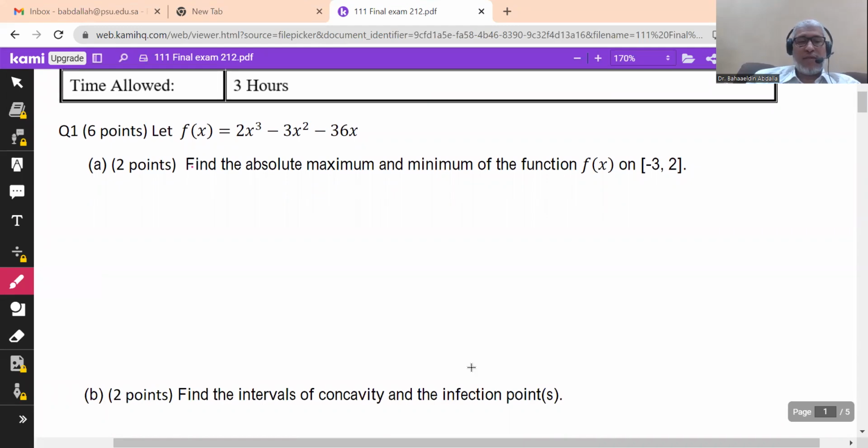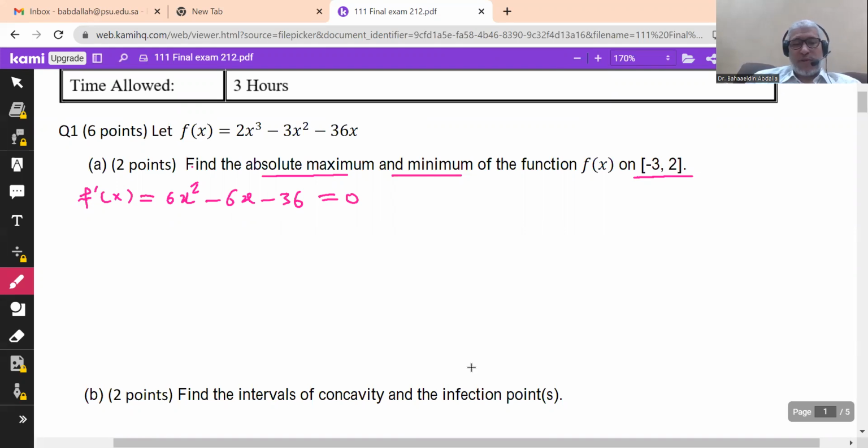To find the absolute maximum and minimum on a closed interval, we find the derivative of the function, which is 6x squared minus 6x minus 36. And then we find the critical numbers. To find the critical numbers, we put the derivative equal to 0, and we solve this equation. We find the two solutions.